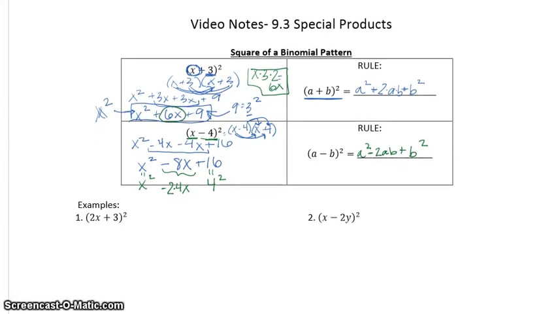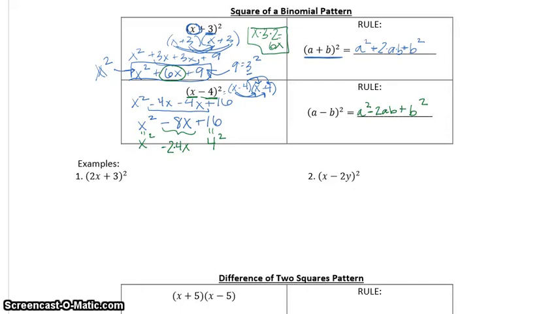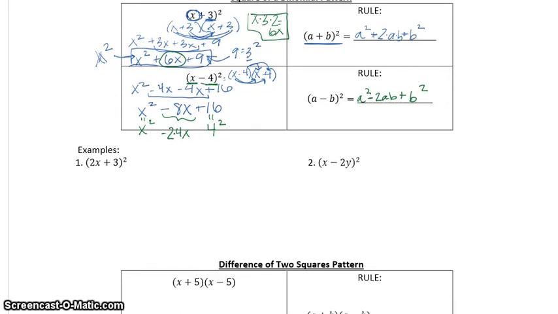So we can use these rules to find the products of polynomials much faster. In example number 1, we have 2x plus 3 squared. Our first term here is 2x. So if a equals 2x, our first term in our product is a squared. Remember, we have a squared plus 2ab plus b squared. So a squared, or 2x squared, will be our first term. In our middle term, we have 2 times a, our first term 2x, times b, our last term is 3. And then our last, we have plus b squared. B here is 3, so we have 3 squared.